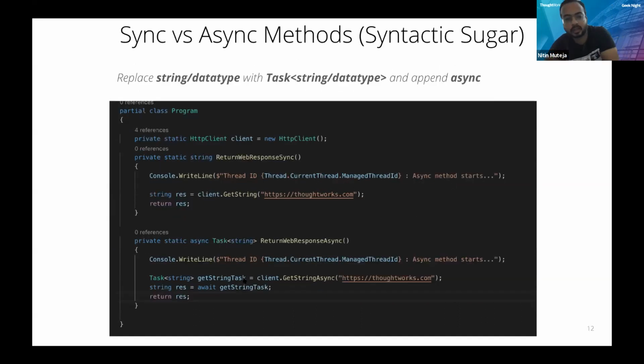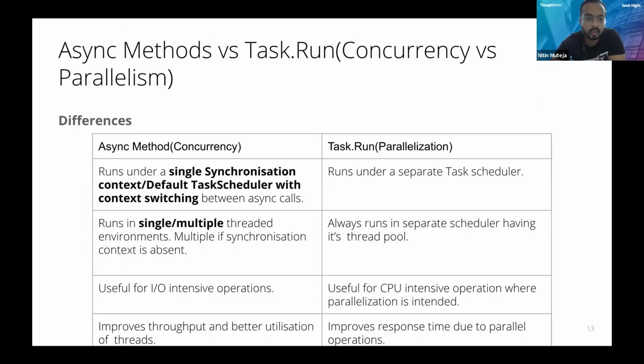Similarly, if there are methods that return a string or maybe another data type, it's the same syntax. You need to just append the async keyword, and you need to replace the data type with a generic Task of that specific data type. So that's how you convert a synchronous method into an asynchronous one in .NET.